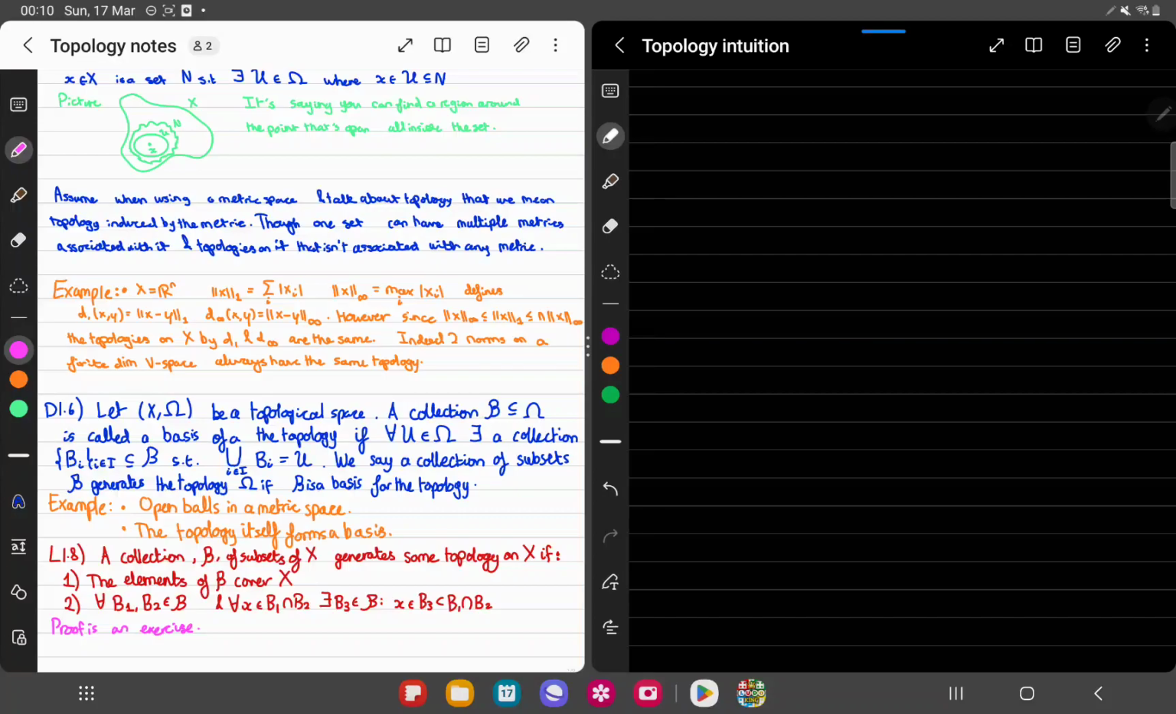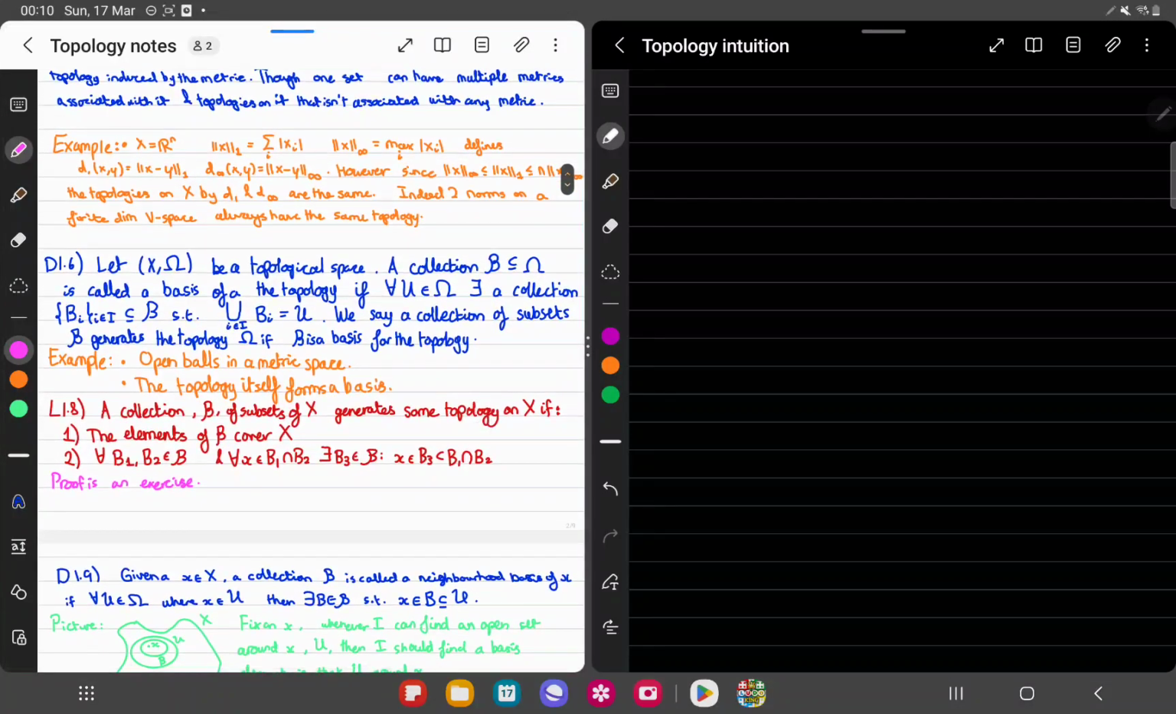Indeed, two norms on a finite dimensional vector space always have the same topology. And I think that was a theorem proved in norms, metrics, topologies. I can't remember exactly how to prove it. It was a bit tricky, but it can be done.